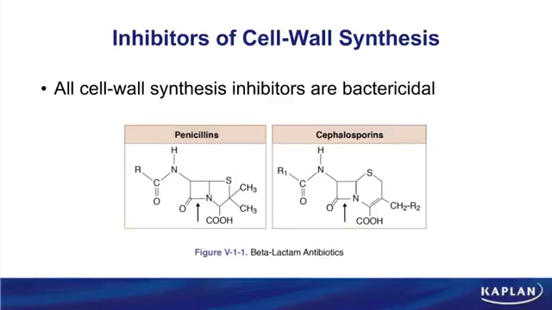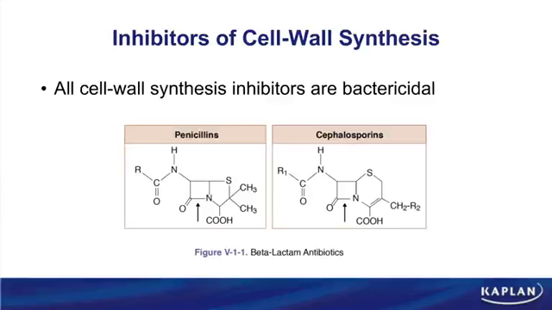What pens and cephs have in common is this four-membered beta-lactam ring. You see the arrow indicating that if you cleave this four-membered ring with the enzyme beta-lactamase, these drugs are not structurally intact any longer and therefore they won't work.